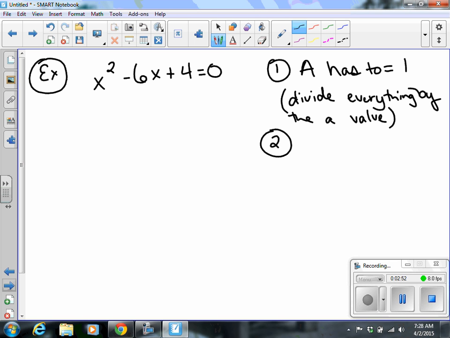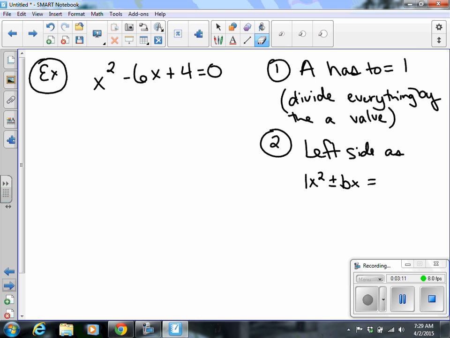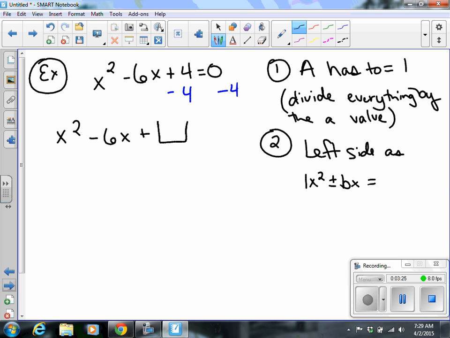A is 1. Second step is to have the left side as 1x squared plus or minus your bx equals some number. So for us, we have that 4 attached. So we're going to move that 4 over to the other side. So I now have x squared minus 6x plus, we got to complete our square, that's where our number is going to go, -4 plus our square.